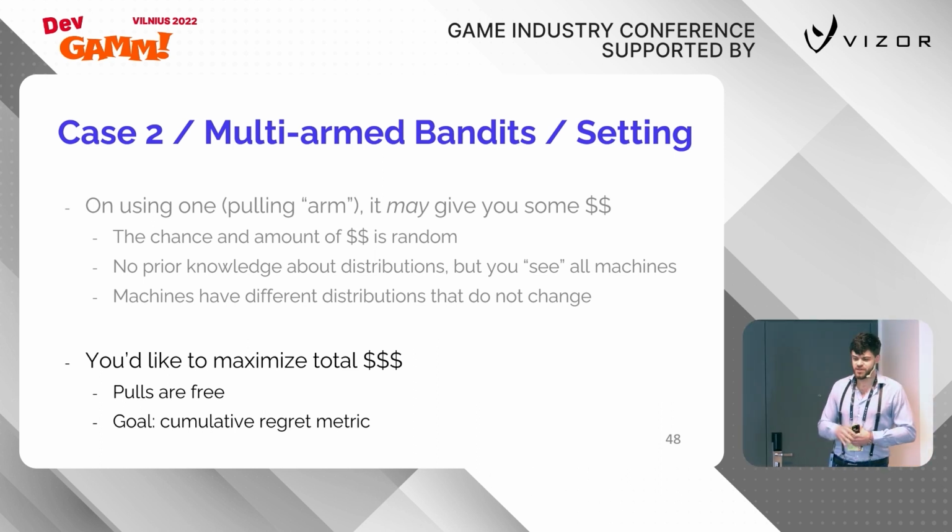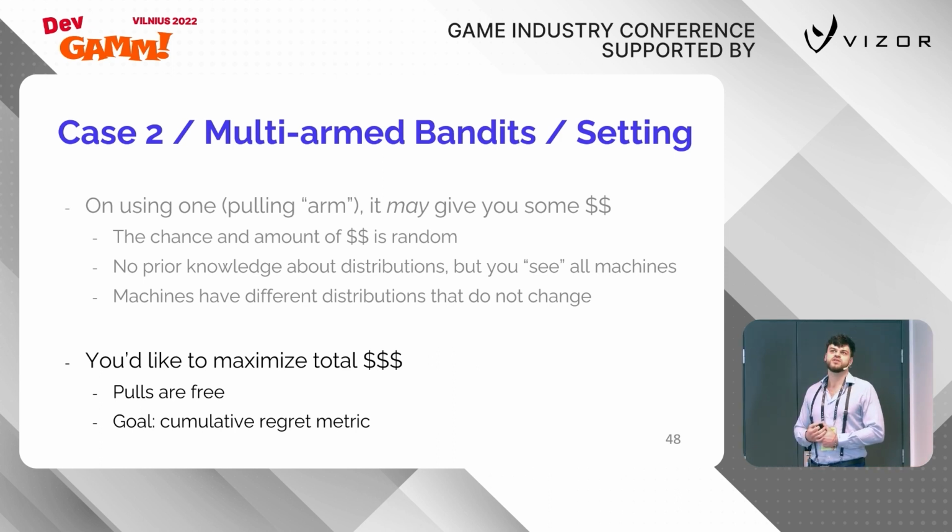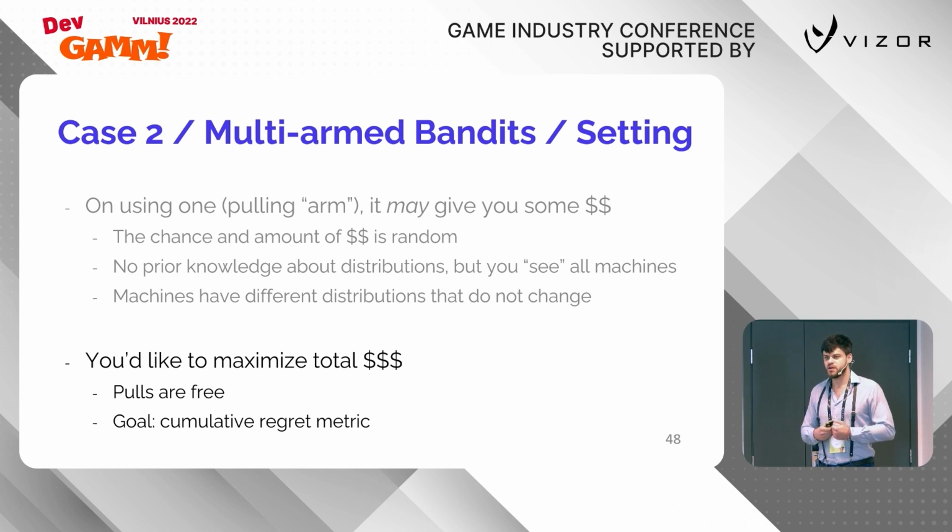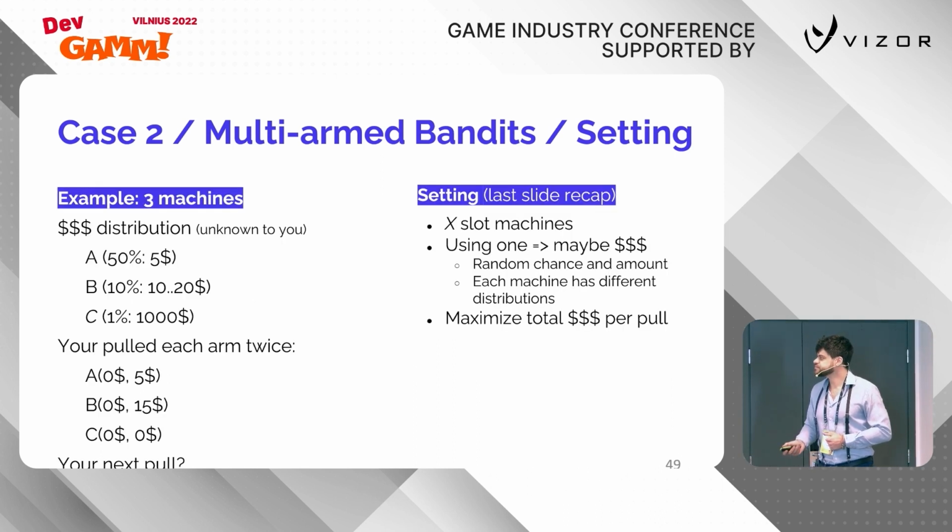So to sum up, you have a bunch of machines. You can pull the levers of each one. They may give you some money. You don't know the probability of giving you money. You don't know how much they can give you. So you have to explore what the possible outcomes of pulling the lever are on the one hand. On the other, you want to maximize your total revenue.